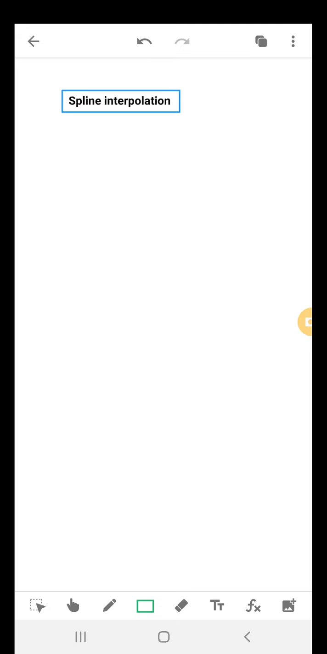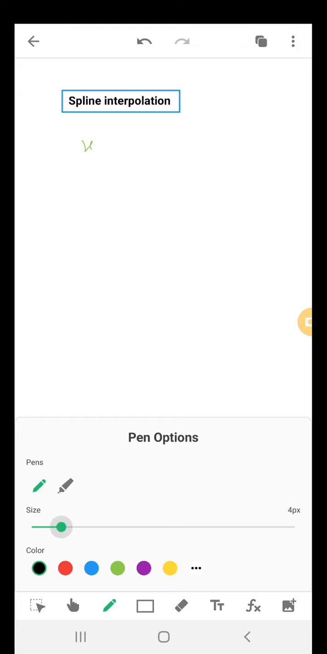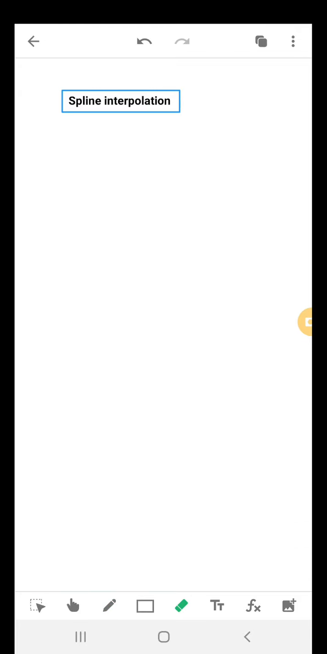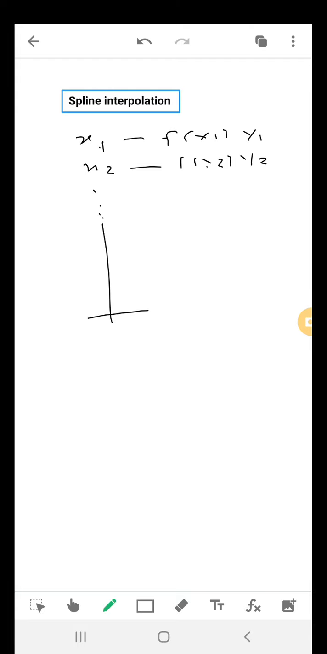Now this interpolation method is based on the idea that if we have a set of points, say x1 and correspondingly f(x1) or y1 for that matter, and x2, f(x2), y2, and so on, x3 and y3, and we plot them, we have plots like this.